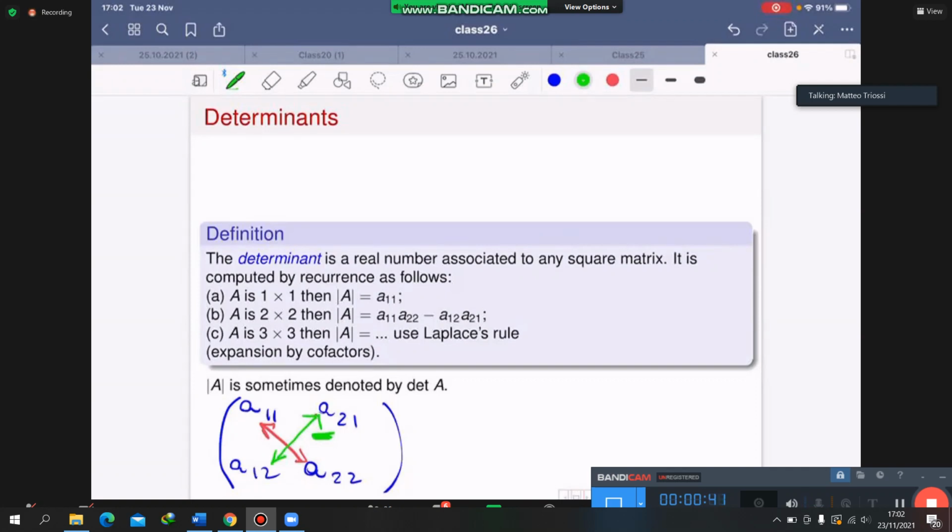They are determinants of submatrices obtained by deleting each time one row and one column. So in the 3 by 3 case, I need determinants of 2 by 2 matrices to compute the determinant.